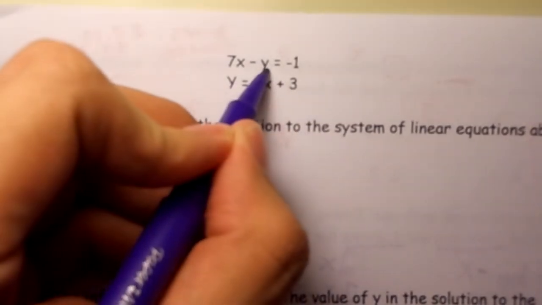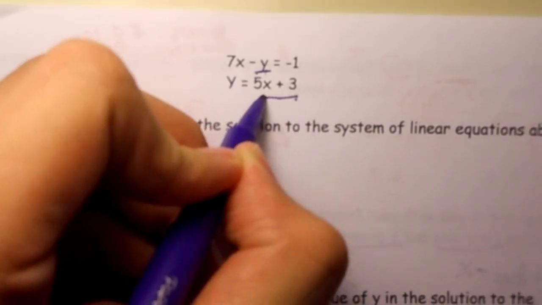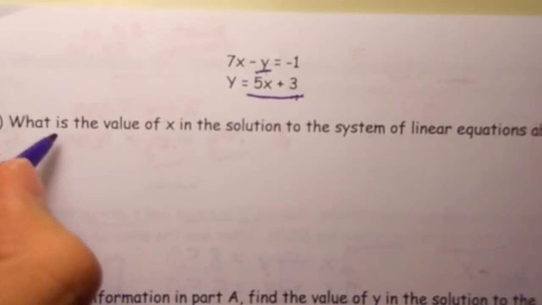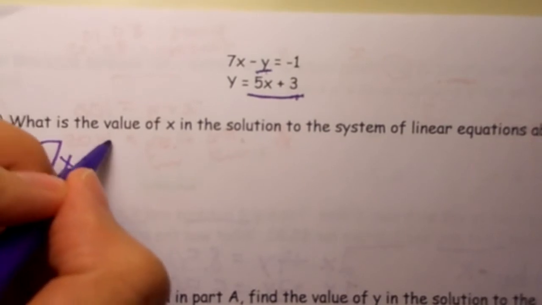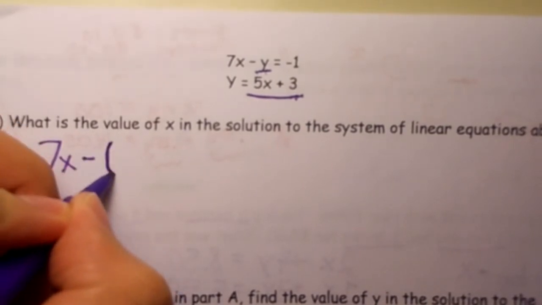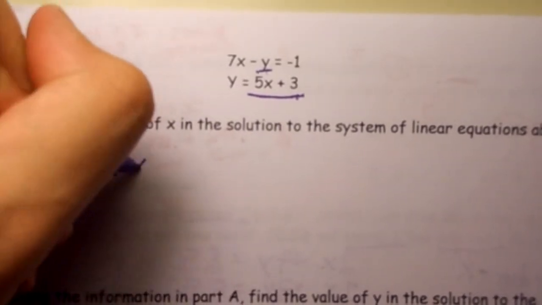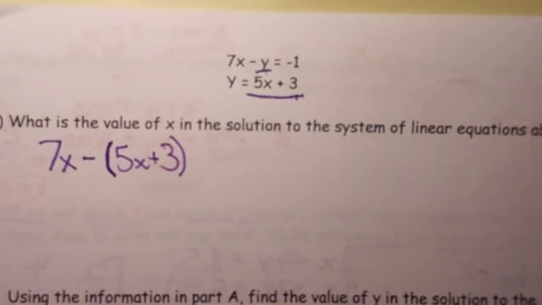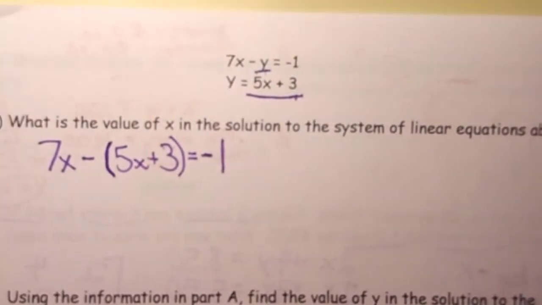So we have a single y here and this y quantity here. So I'm going to substitute all of this into there. So writing that out, 7x minus, I'm going to open parentheses showing that I'm substituting this in. So 5x plus 3. Close to show that I'm done substituting. Then write the rest of the equation as is.